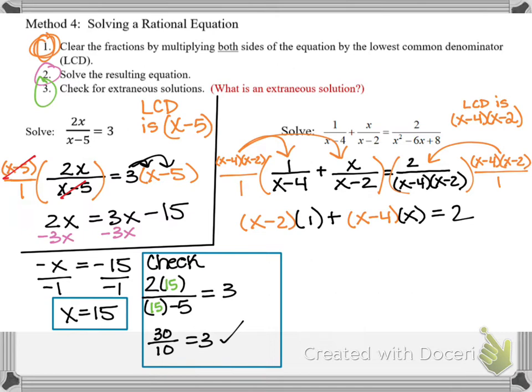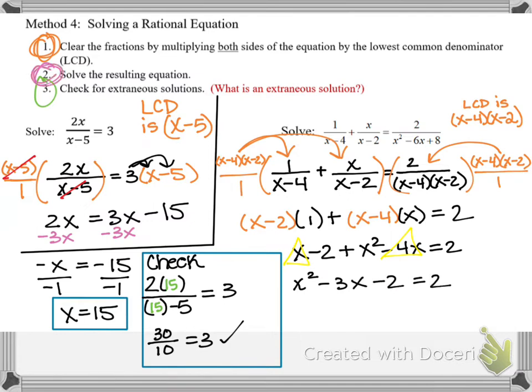While on the left side, if I distribute 1 to the binomial x minus 2, I just have x minus 2. And then I want to distribute x. So now I have x minus 2 plus x squared minus 4x equals 2. Let's combine the like x terms on the left side of the equation. So I'm going to combine 1x minus 4x, and then I'm going to put it in standard form. So x squared minus 3x minus 2 is equal to 2.